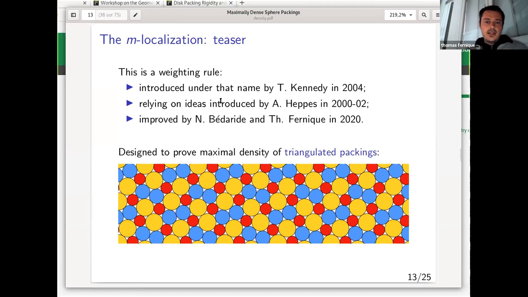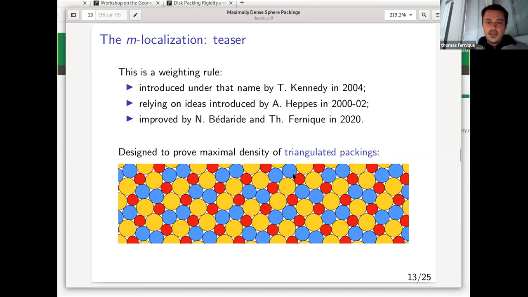There are many ideas which were already present in previous papers by Alada Epes, and we had to make some improvements in order to prove what we wanted to prove with this. I will explain it in the next slide. What I want to emphasize about the M localization is that it was designed to prove the maximal density of triangulated packings in the plane.